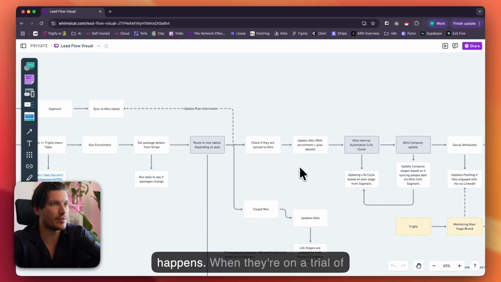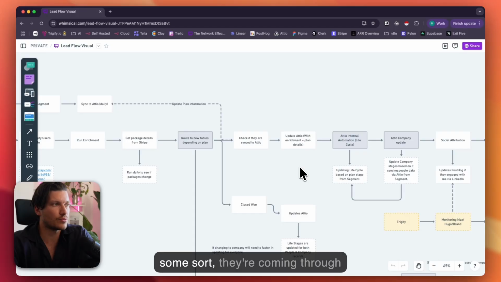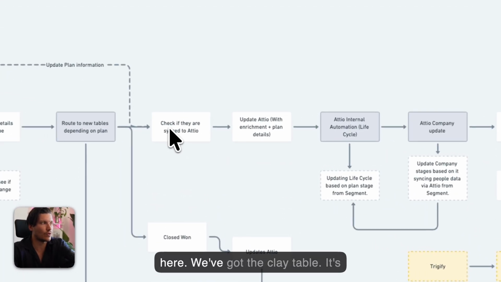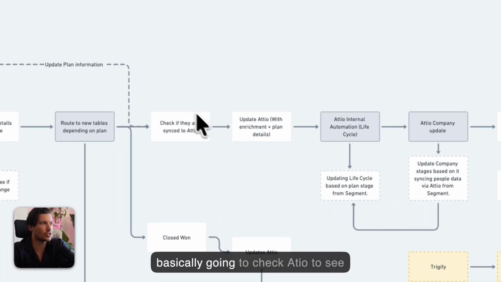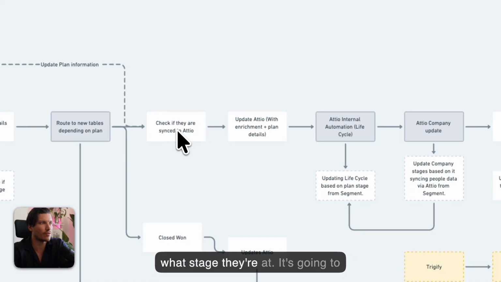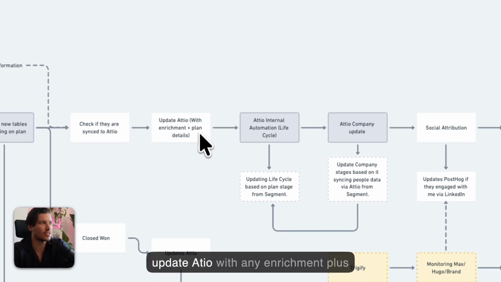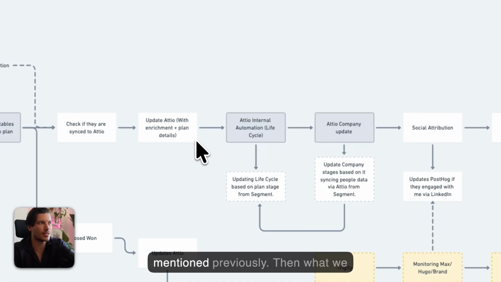So here's what happens. When they're on a trial of some sort, they're coming through here. We've got the Clay table. It's going to check Attio to see what stage they're at. It's going to update Attio with any enrichment plus plan details. So this would be company size, URL, things like I just mentioned previously.